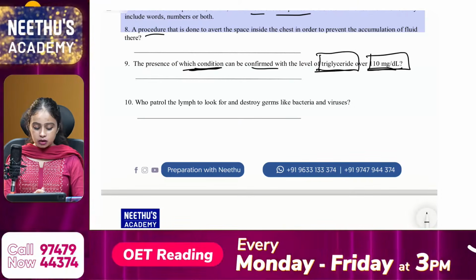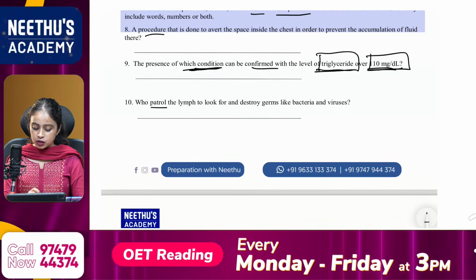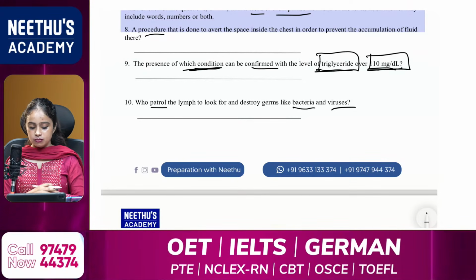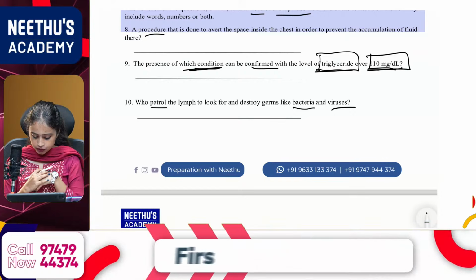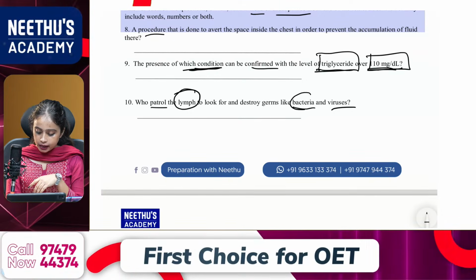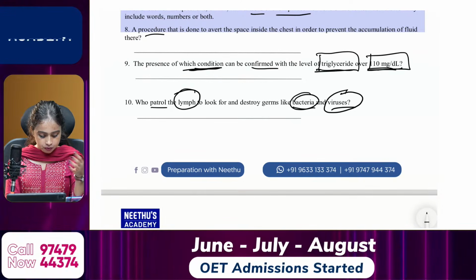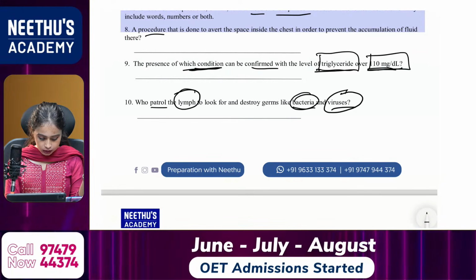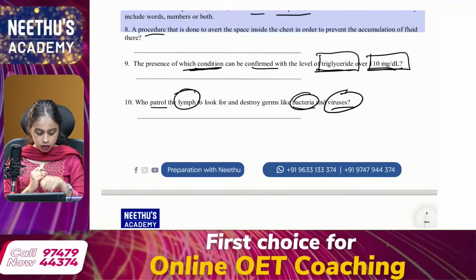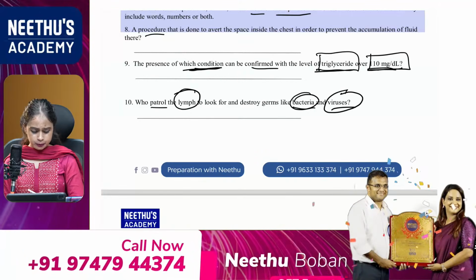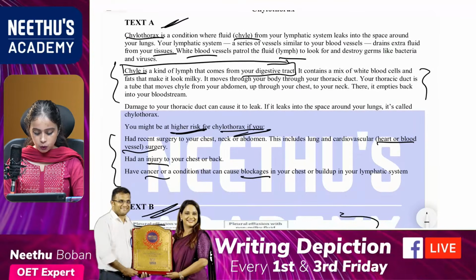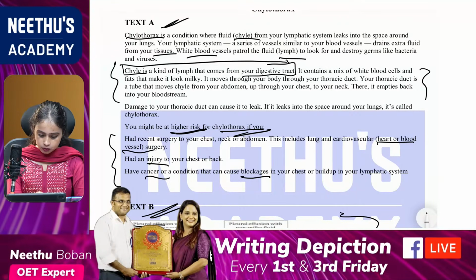Then 10th one, who patrols the lymph to look for and destroy germs like bacteria and viruses? So who will take care of that? Yes, that lymph as well as germs like bacteria, viruses. So the answer should be, okay, Anna, Tessie, Benny, Vidya. Yes, it is chylothorax. What about 10th one? Any idea? Who will take care of it? That is text A, which is mentioned here.